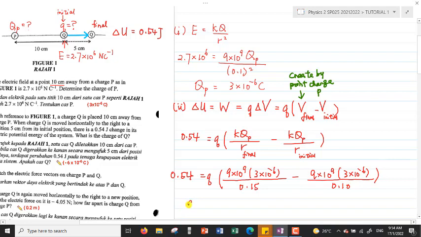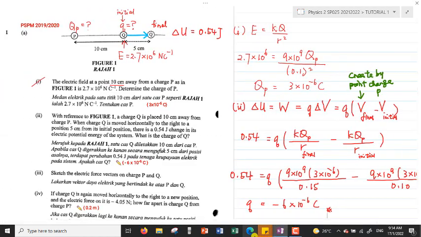Okay, then you can calculate the magnitude of the charge q. So when we do our calculations, we will get the magnitude of charge q as negative 6 × 10^-6 Coulomb. Okay, then we are done with question 2.